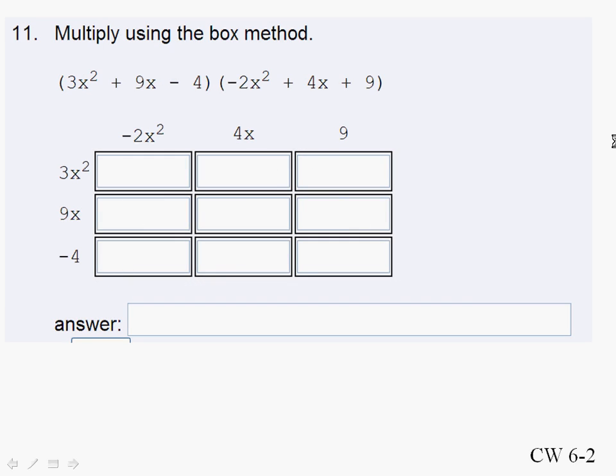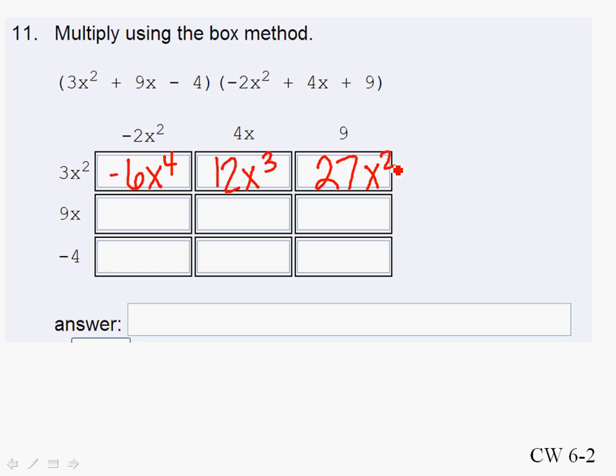Number 11, using the box method, we're going to multiply two trinomials. Notice the terms from the first trinomial are written down the side, 3x squared, 9x, and negative 4. And the terms from the second trinomial are written across the top, negative 2x squared, 4x, and 9. Okay, again, 3x squared and negative 2x squared is going to give us negative 6x to the fourth. 3x squared and 4x is going to give us 12x cubed. 3x squared and 9 is going to give us 27x squared.